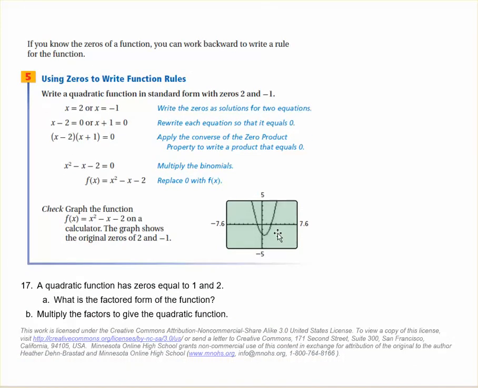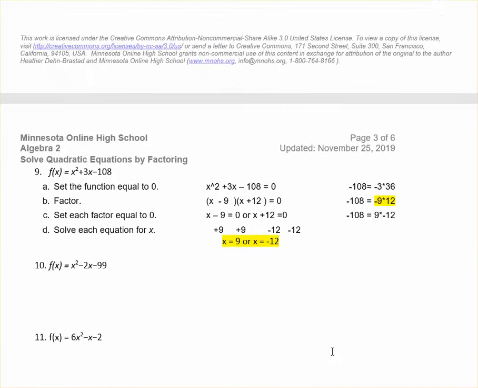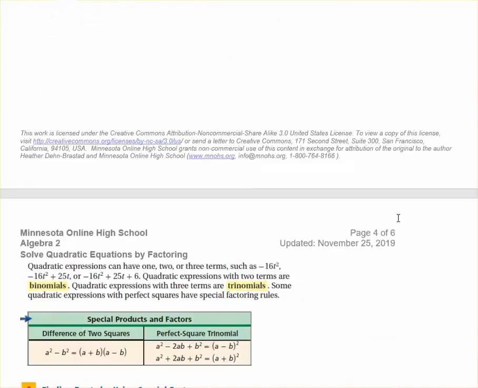All right, then there's one last part of this worksheet, and it is if you know the zeros, you can work backwards to write a rule for the function. So if we know what the zeros are, let's go back to number 9. If we know that the zeros are 9 and negative 12, you can work backwards, and you can say, well, that means that one part must have been x minus 9, and one part must have been x plus 12, and I can put them back together like this, and then I can FOIL that to get to this step. That's what we're going to be doing on these last few problems.